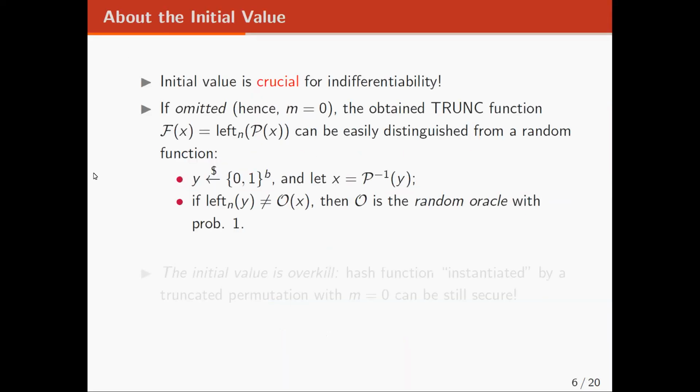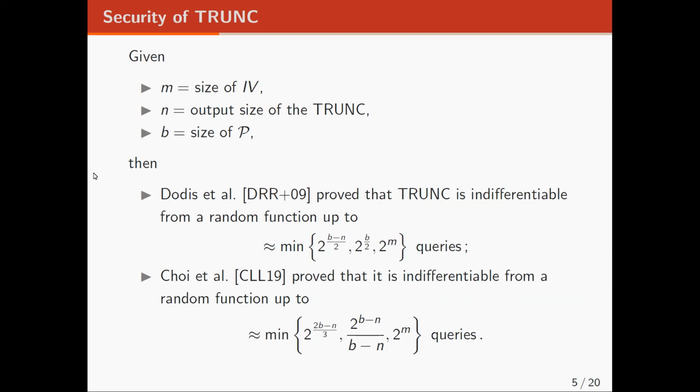So what does it mean? The initial value is crucial for the indifferentiability. If m is equal to 0, then we can easily distinguish the truncated permutation from a random function. The reason is very simple. If we take this bound, we have 2 to the power of 0, which is 1. So one query is sufficient to distinguish these two cases.